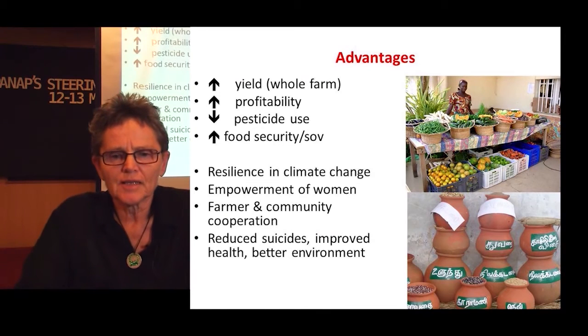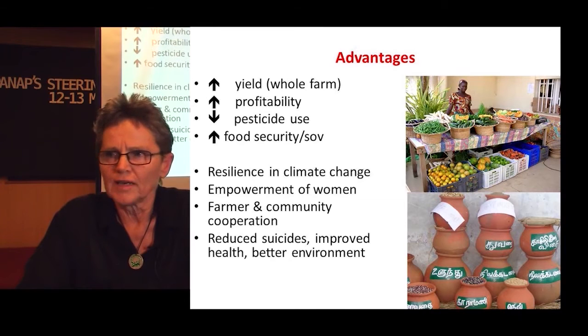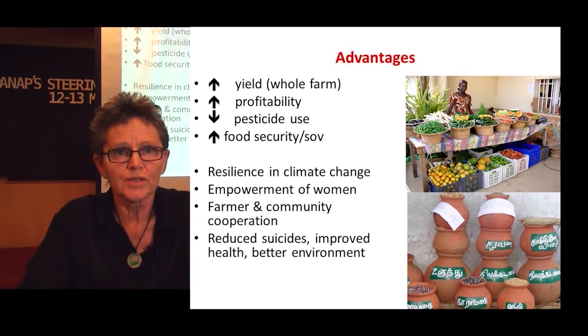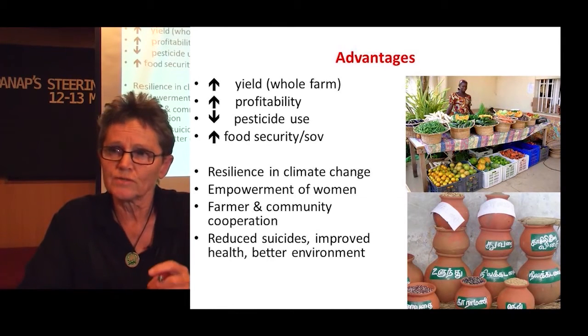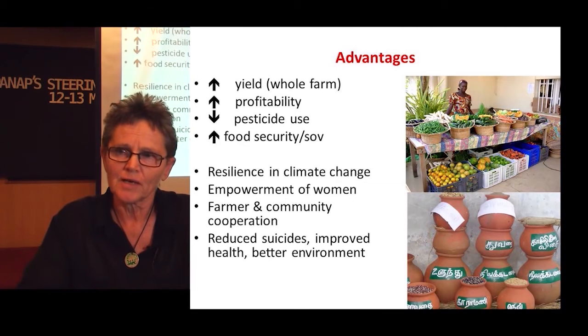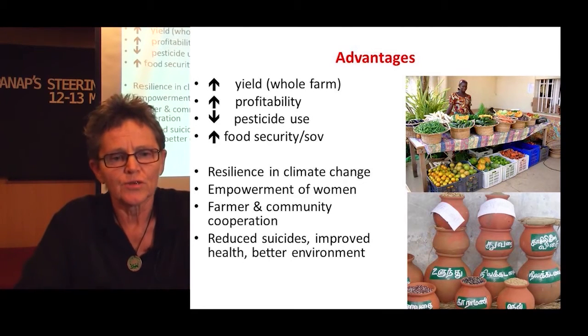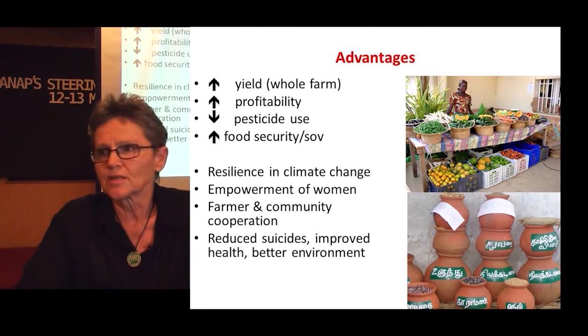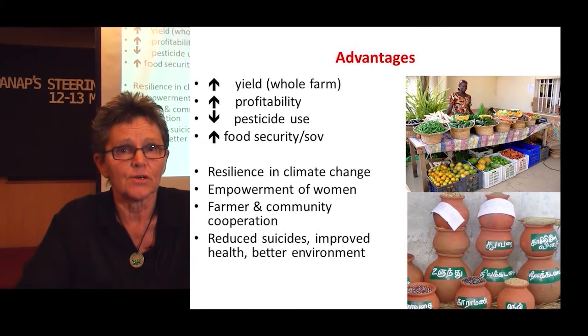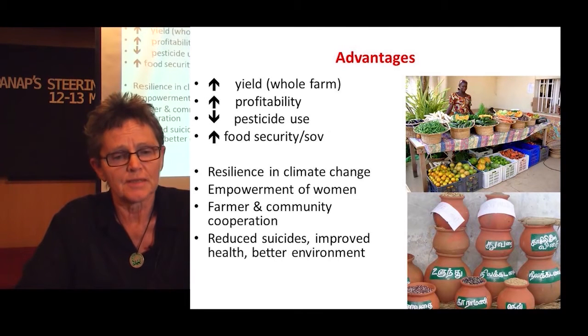So in compiling the book for PAN, we looked at a number of different case studies around the world, and we found that in all of them, yields across whole farms, i.e. not just one crop, always increased. Sometimes the yield of the major crop would slightly decrease, but our whole farm output would increase. Inevitably, profitability also increased, and pesticide use always decreased, often to zero. Many of the farms are using zero pesticides.